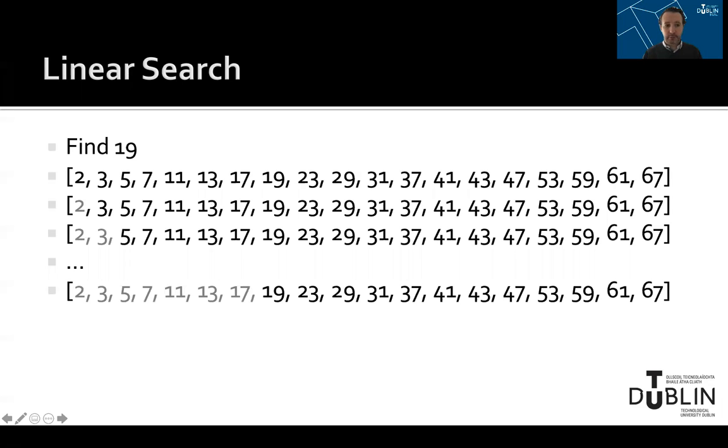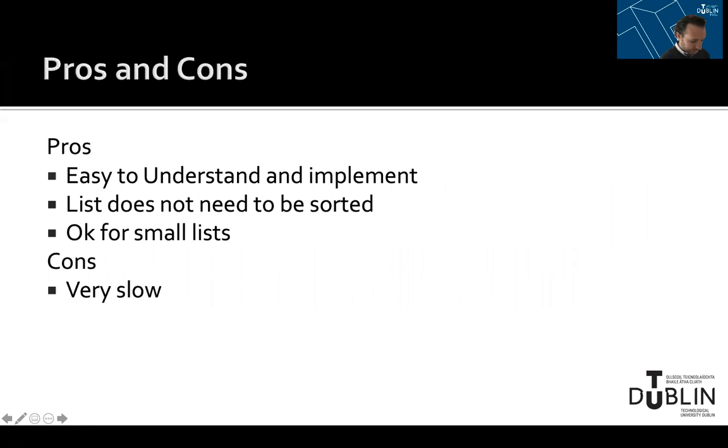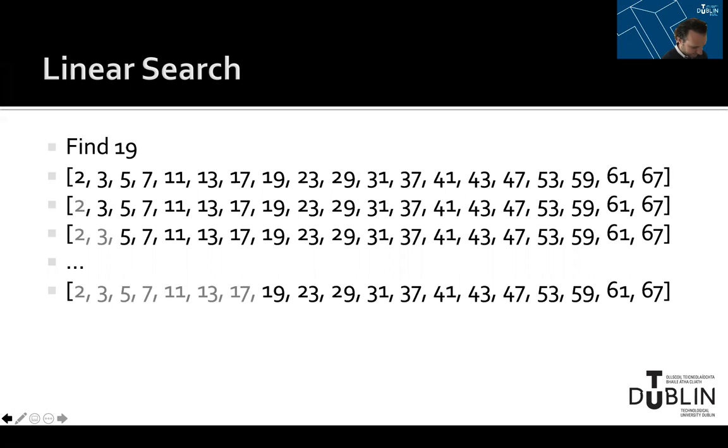So here we're looking for the number 19 and we want to go to our list. So we start at the first one. 2, is that 19? No. Is that 19? No. Is that 19? No. And you keep on going until you hit 19 and then you stop. Now, if 19 was at the end of the list, you'd have to search the whole list.